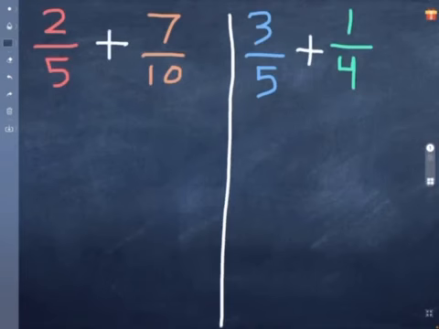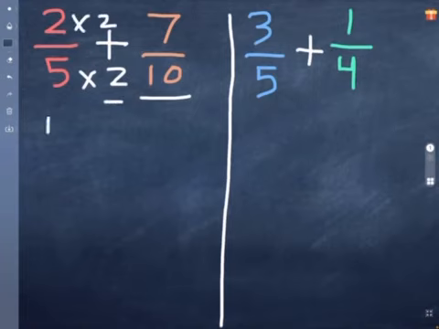So the first example we have is 2 over 5 plus 7 over 10. The first thing we should do is multiply 5 by a number that gives us 10. 5 multiplied by 2 gives us 10. So we need to multiply 5 by 2 and 2 by 2. 2 multiplied by 2 is 4 and 5 multiplied by 2 is 10.